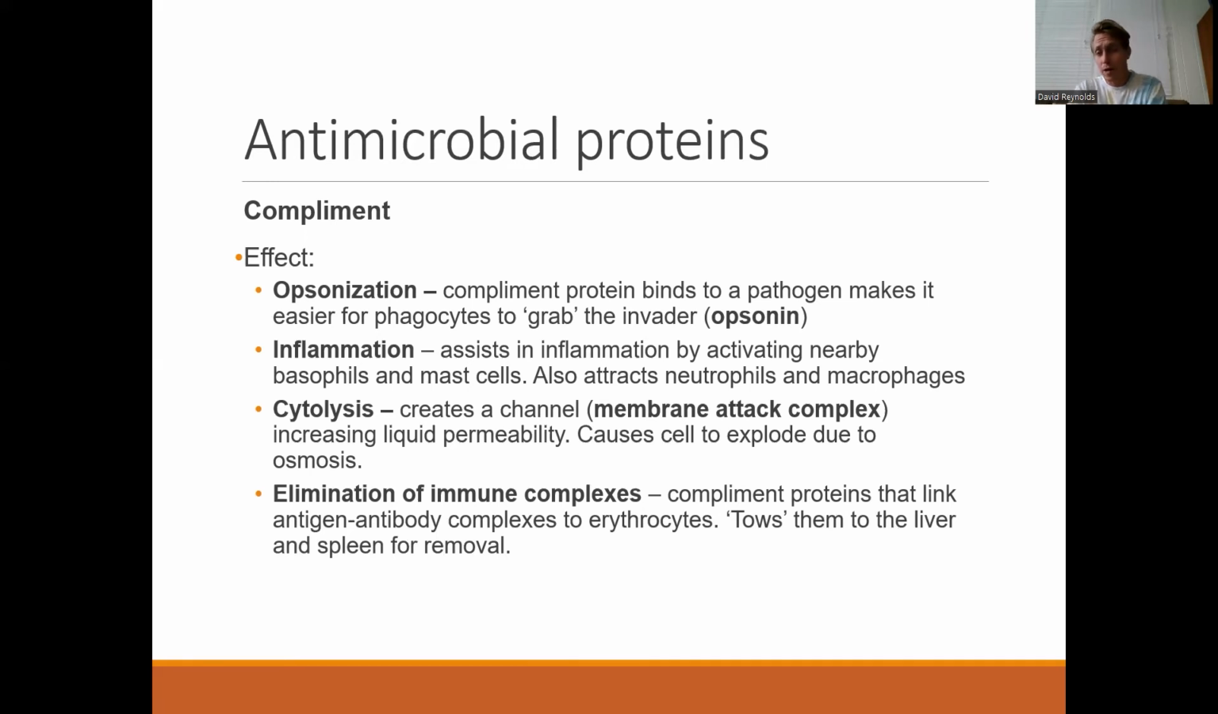Then another way complements help is eliminating cells by hitching them to your red blood cells. If there is an antibody-antigen complex formed by your adaptive immune system, one of these complements can attach to that complex and then hitch it to a red blood cell. So now it's using your red blood cells to tow this foreign body out of the area and toward places where it can be destroyed, either by your liver or by your spleen. So those are four different mechanisms of complements.